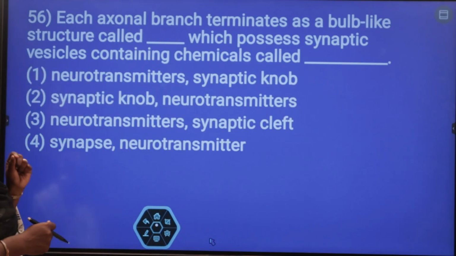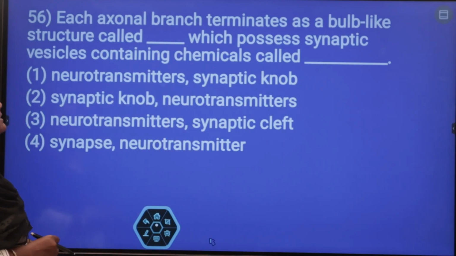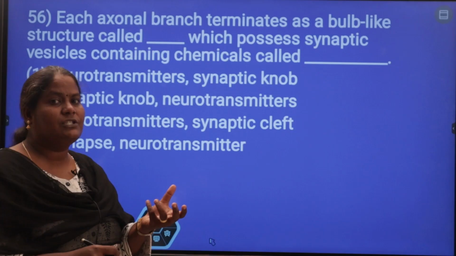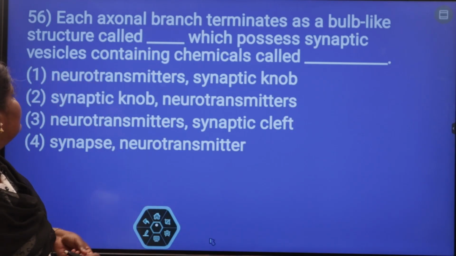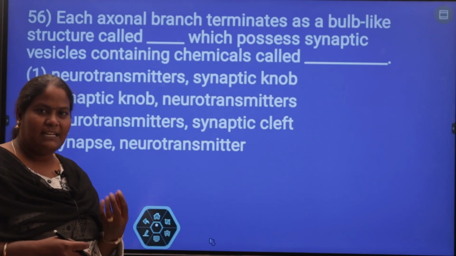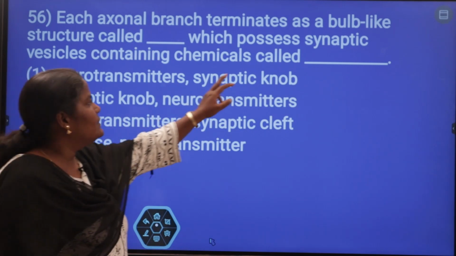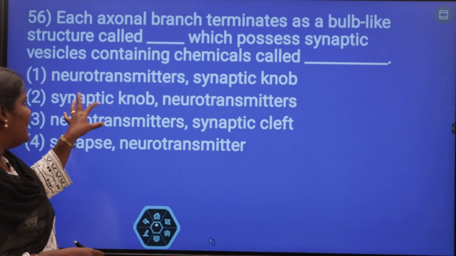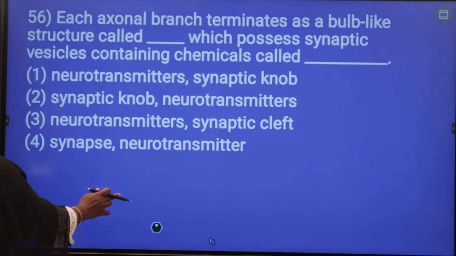Next, 56. Each axonal branch terminates as a bulb-like structure called dash. You have to identify the name of that bulb-like structure which is present at the terminal portion of the axons, which possesses synaptic vesicles that contain chemicals. They are collectively called neurotransmitters. So the answer for the second blank is neurotransmitters. The first one is synaptic knob. So the answer for this question is synaptic knob and neurotransmitters.